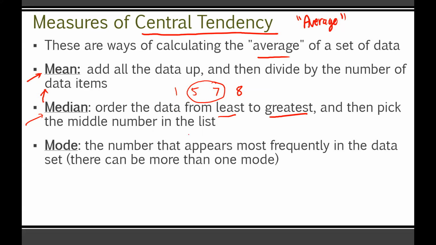The last measure of central tendency is usually one of the easier ones to find. It's called the mode. The mode is just the number that appears most frequently in the data set. And you can actually have more than one mode. So if there's a number that appears 5 times and there's another number that appears 5 times, both of those numbers would be your mode.